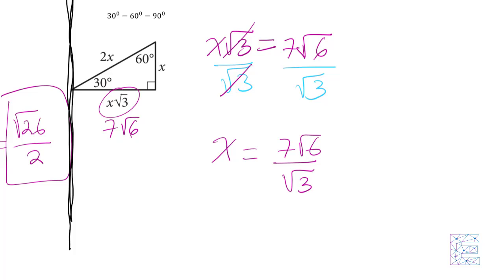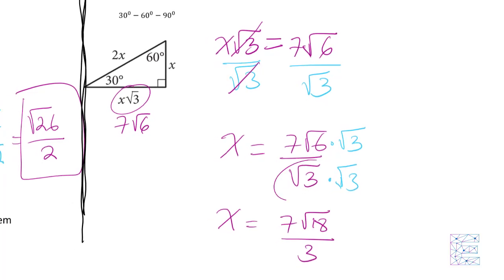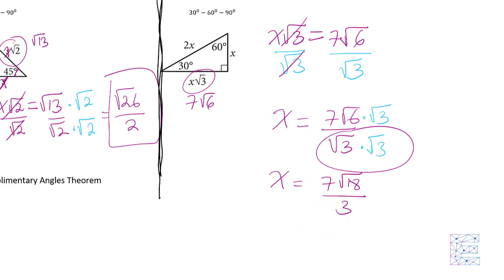There are several ways to do this, but let me take the longer route just because it seems you need more practice with radicals. You would say times root 3 to rationalize, since you are not allowed to have radicals as a denominator. So x equals 7 root 18 over 3, because again, any root times itself is just the radicand.